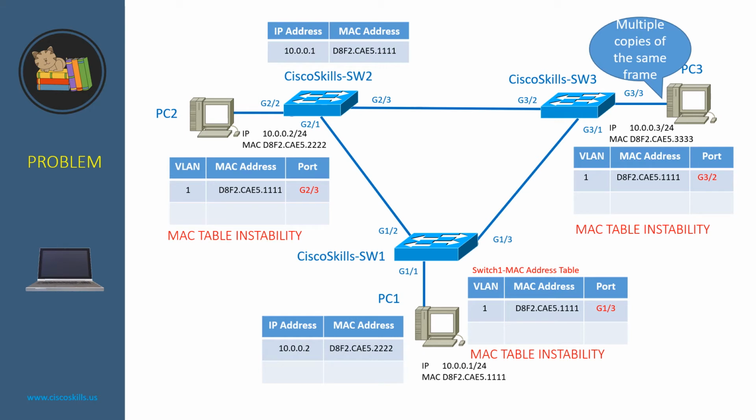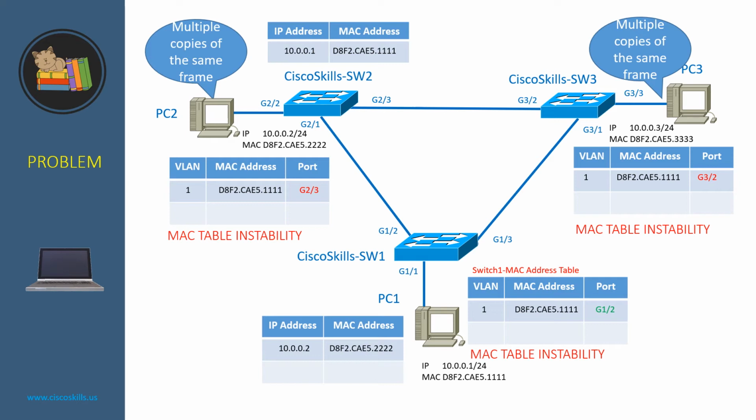Now let's pay attention to Cisco Skill switch 2. Switch 2 has to process the broadcast frame sent from switch 3, and it will forward the broadcast frame to switch 1, which again causes switch 1 to update its MAC address table and causes the MAC table instability in switch 1. And switch 2 also has to forward the broadcast frame to PC2, which causes PC2 to receive multiple copies of the same frame.